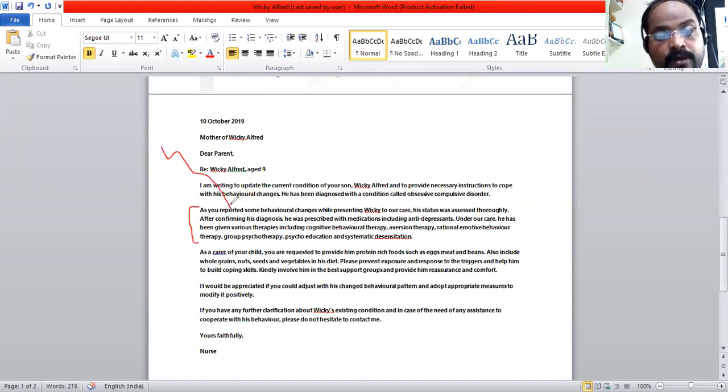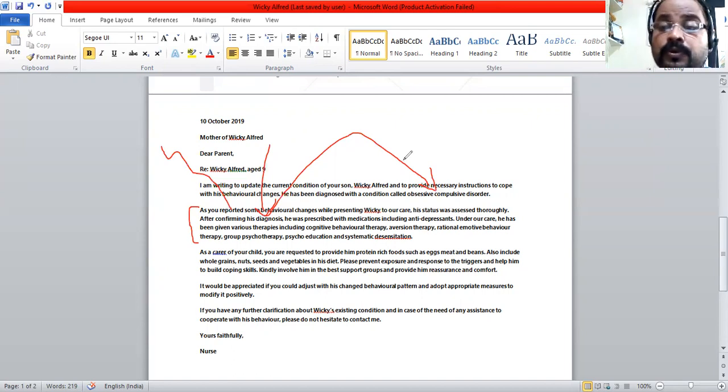As you reported some behavioral changes while presenting Wicky to our care, his status was assessed thoroughly. So it is clear that the mother has reported behavioral changes. Based on that, we confirmed his diagnosis. What was his diagnosis? It is obsessive compulsive disorder. This is what the updation is.